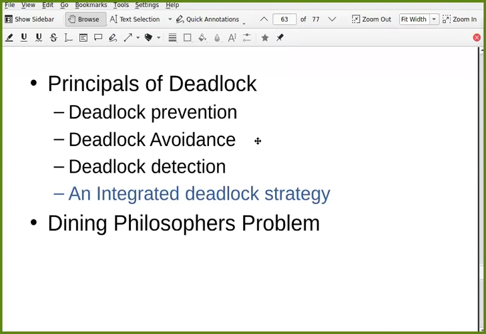So can we use some strategy which combines all these three, whenever required, according to the situation? Wherever prevention fits, we will use prevention. Wherever avoidance fits, we use avoidance. So we don't use any of these techniques as a general technique for all. Rather, based on the situation, we can take one of them and use that to solve the problem of deadlock, right? That is called integrated deadlock strategy.